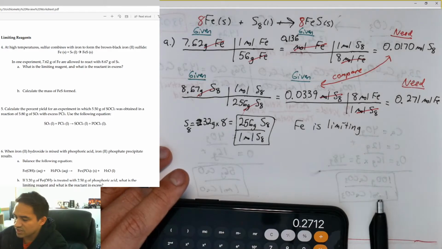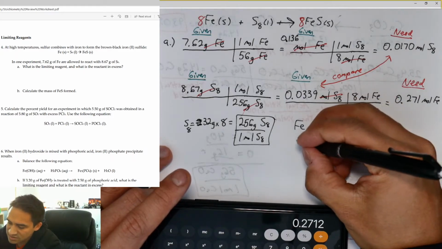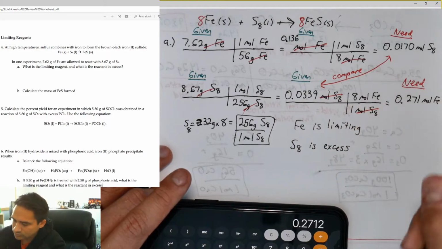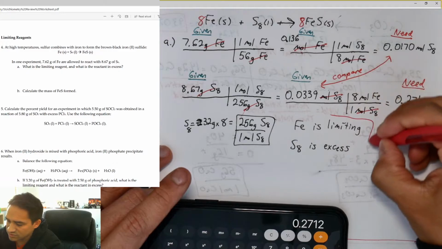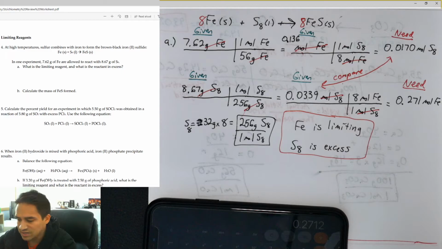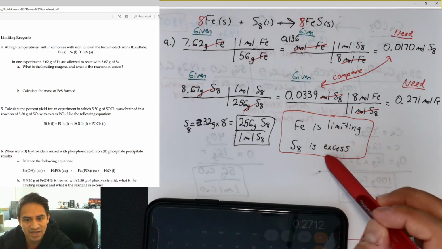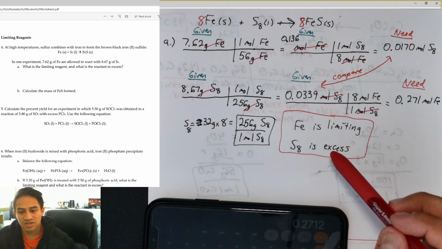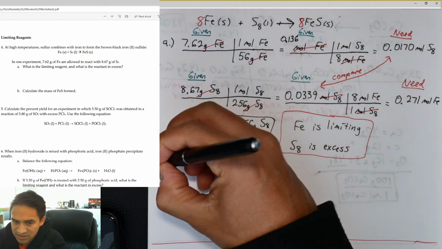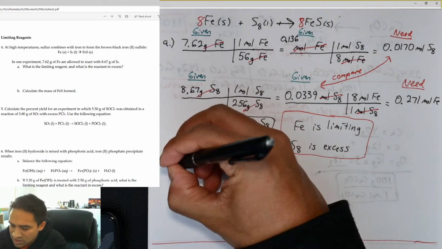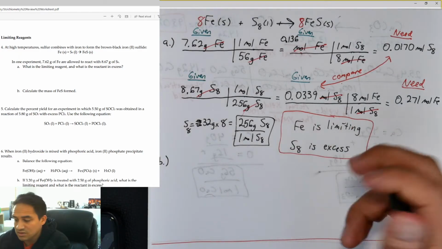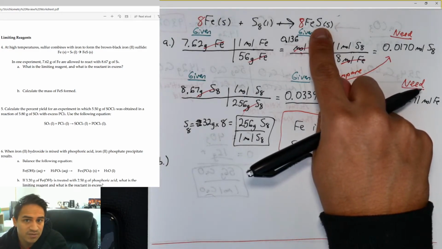Okay, so iron is limiting. And if iron is limiting, that means then that the S8 is in excess. So here is our answer for problem 4, letter A. Okay, Fe is limiting, S8 is in excess. So letter B now says, calculate the mass of FeS formed. So now the next part is asking, all right, now that you figured out which one is limiting, how much of this product then can you make?